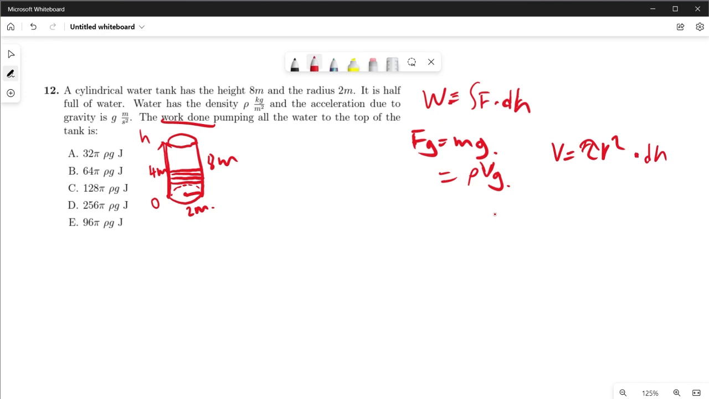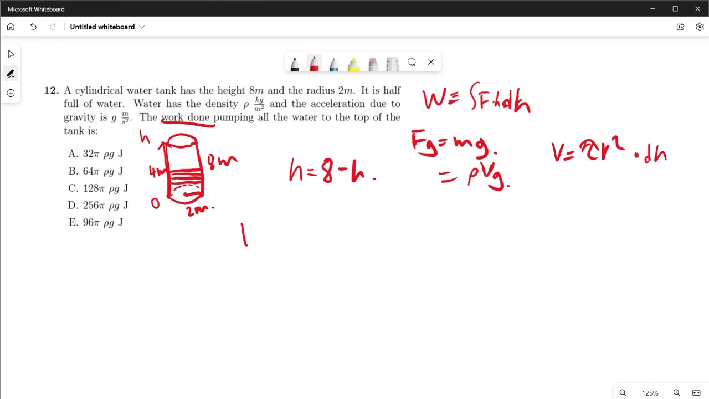And then we have to remember the distance to be multiplied here, right? There should be a distance here. That distance will be, let's say, h. H will be the distance that it has to travel, right? Each layer, wherever h it is at, will have to travel to the top, which is 8, right? So then the distance traveled is just 8 minus h. Right, now we have all the things figured out.